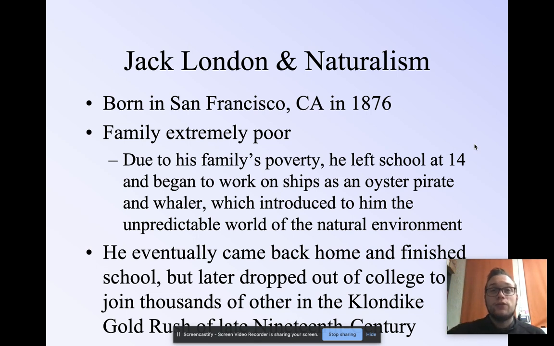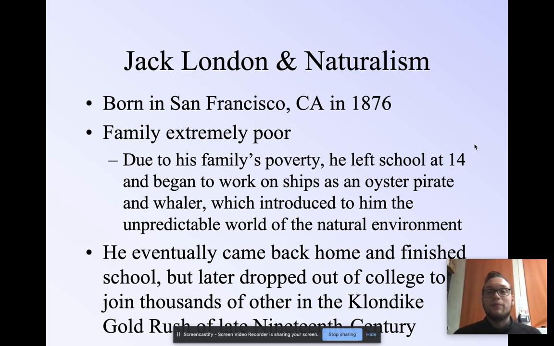It actually forces you to go through Canada, and it forces you into some pretty harsh terrain and pretty harsh weather in order just to get to the place where you could possibly mine for gold. So he left out of college to join a train of people who were wanting to make it big, wanting to make it rich on the Klondike Gold Rush.